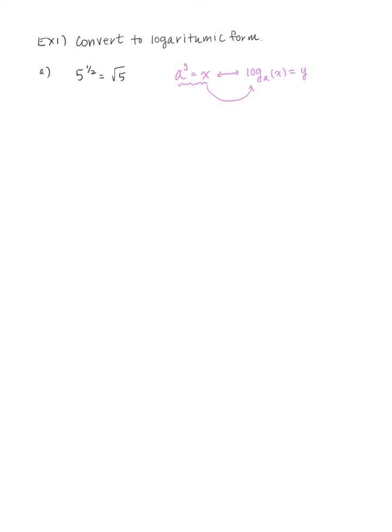All right, let's take a look. Who's the base? The base is a, and our base is 5 here, so a equals 5. What's the exponent? The exponent y is just 1/2. And who plays the role of x? Square root of 5. Keep that in mind, and let's rewrite this: it's equivalent to log base a of x, which is square root of 5, equals the exponent, which is 1/2. So we're done.